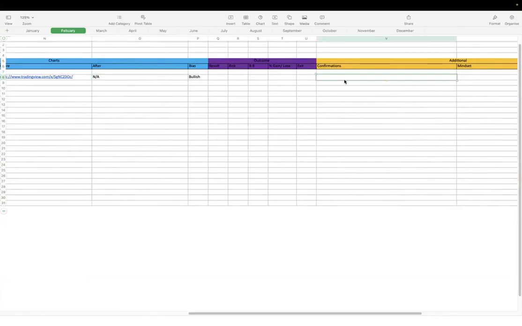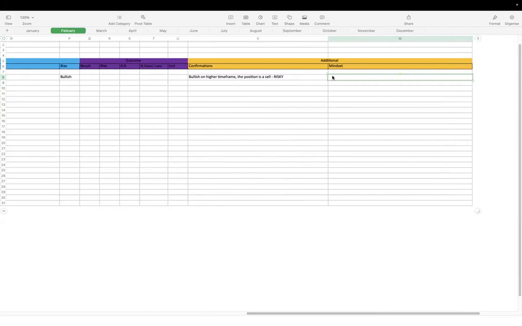In terms of confirmations, we basically need to put a little note here to say bullish on the higher time frame. The position is a sell, which basically means risky. So in terms of mindset, we're going to put a few different things: what we're thinking, how we're understanding the position, are we happy with the position that we've taken, and is that going to take us away from taking this position? Because this journal is going to be really good for that. But mindset is really going to come before, during, and after as well.